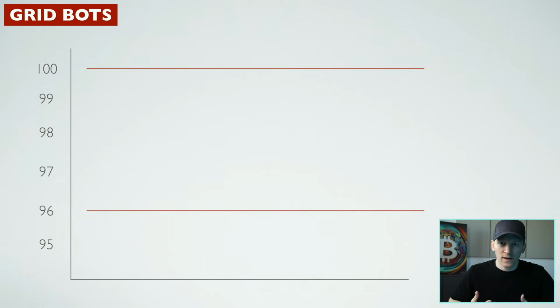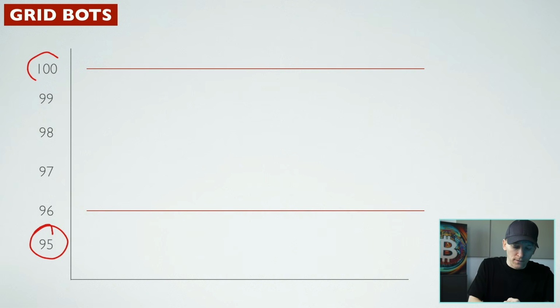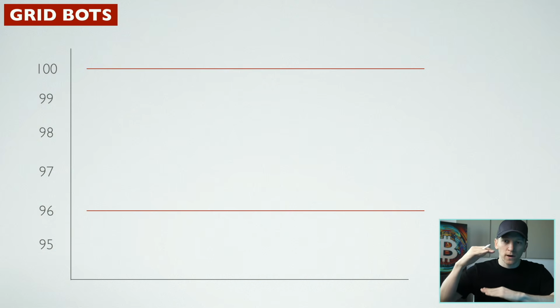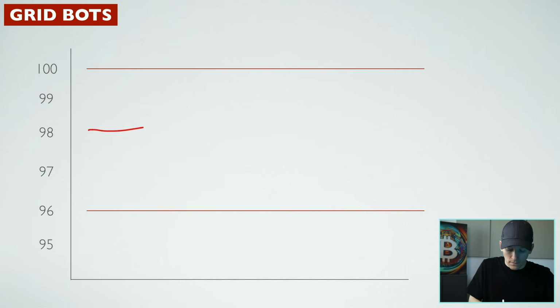A grid is essentially a buy and a sell. So you tell the bot the parameters where you want to trade. Let's say that the bottom of the grid is 95 and the top of the grid is 100. That's the price. You tell the grid bot to trade within that range. Now within that range, there are grids, and a grid is a buy and a sell. So all the bot does is it buys at a certain price and then sells at a profit in a grid. And that would be a buy and a sell.